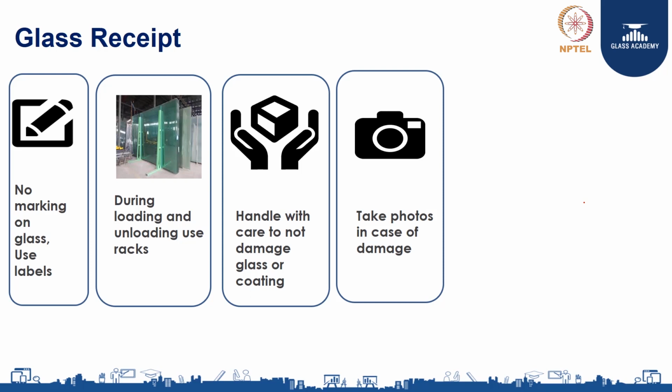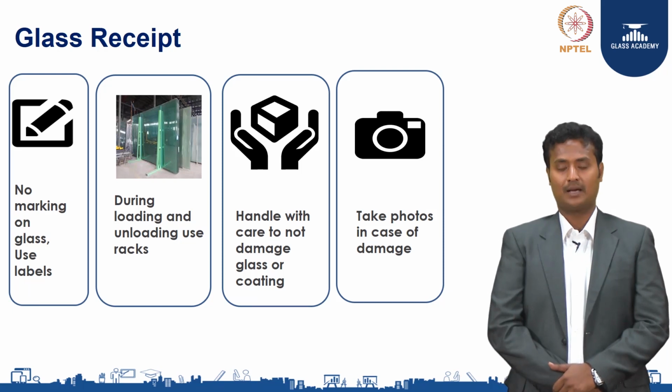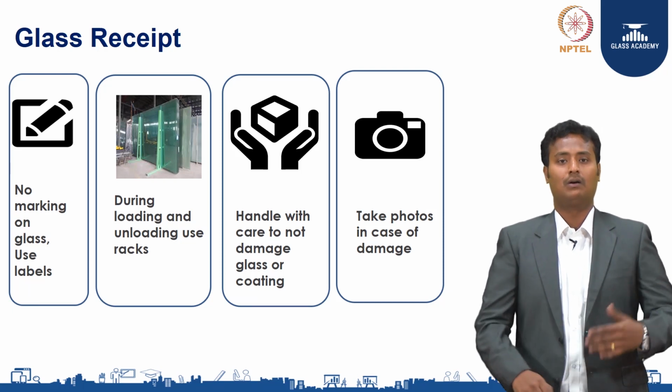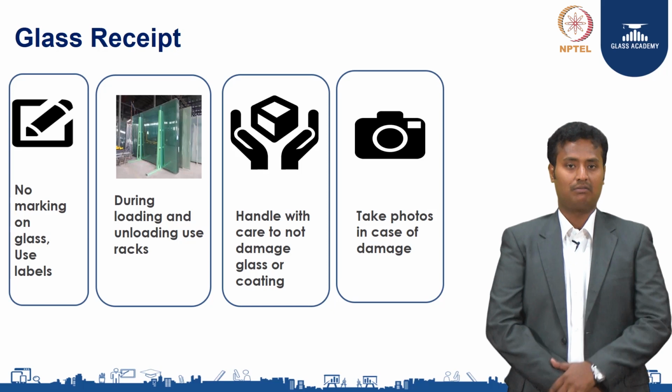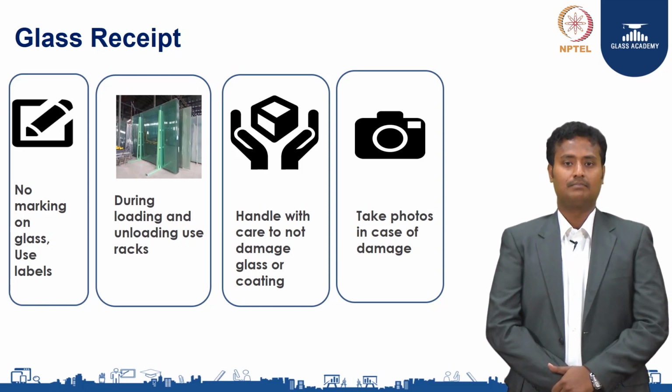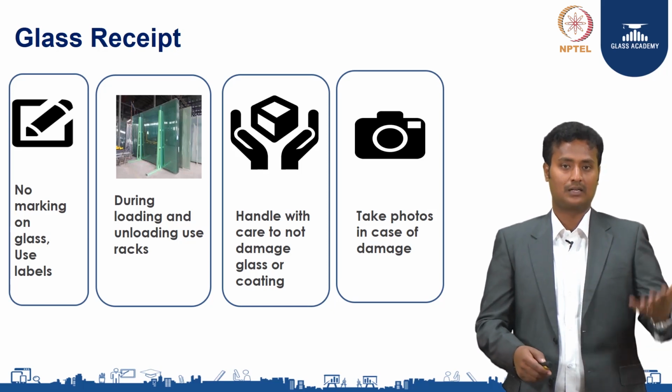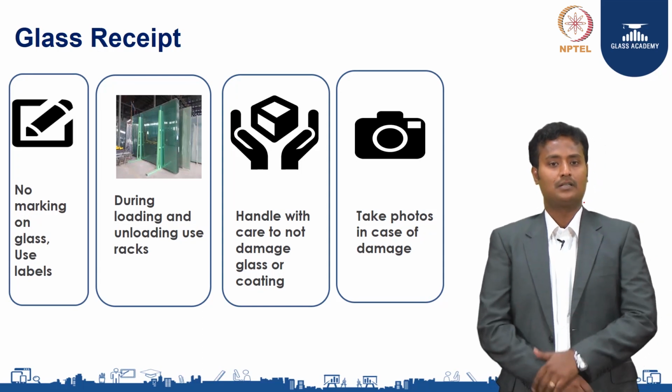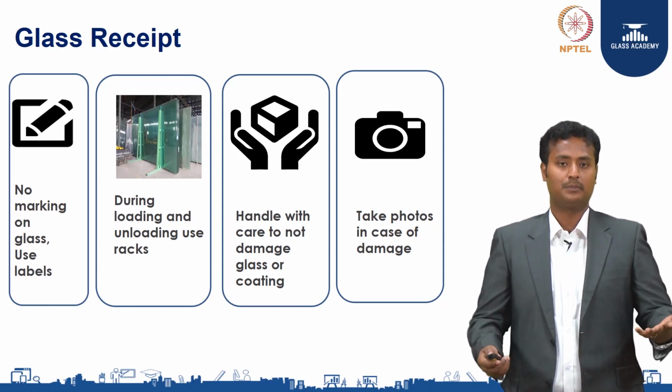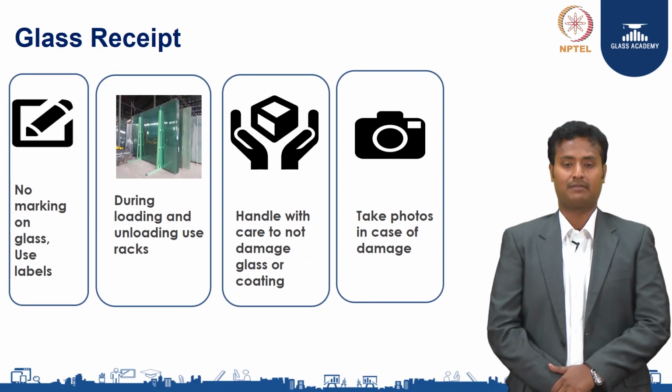We have to be very careful when shifting from one place to another, or when we want to store it, and take a photograph in case of any damage at the time of receipt. Then immediately contact the respective supplier, basically the float glass manufacturer. You have to give them the details of what has happened, whether breakage, aluminum foil peel off, or water accumulation on the truck or on the glass. You have to identify it and report it to the respective float manufacturer.